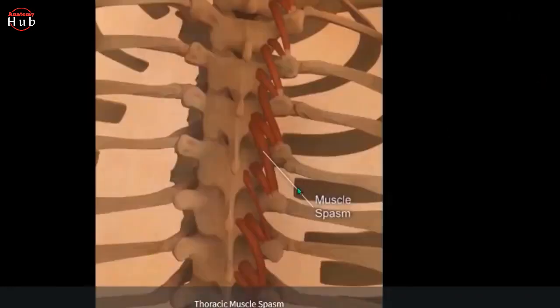Here you can see if any sudden movement or action takes place, these muscles, the multifidus muscles, will become fatigued and go into spasm. That will cause the thoracic muscle spasm, which causes severe pain to the patient, and the movement will be restricted if it is severe spasm.